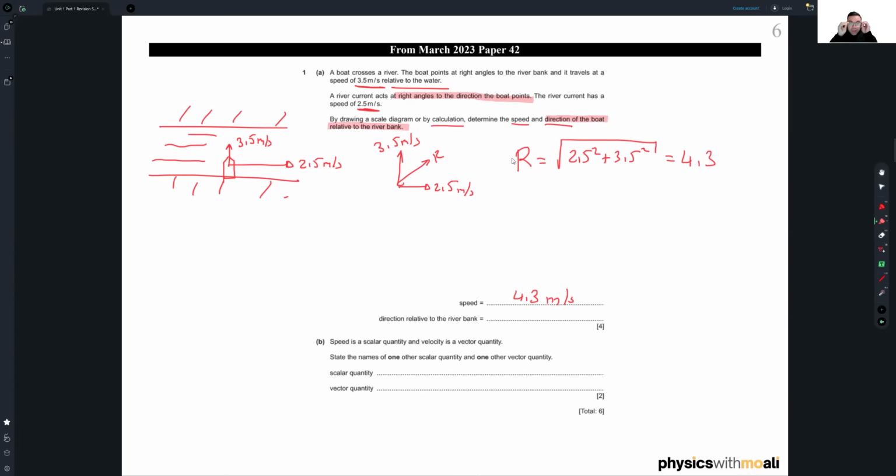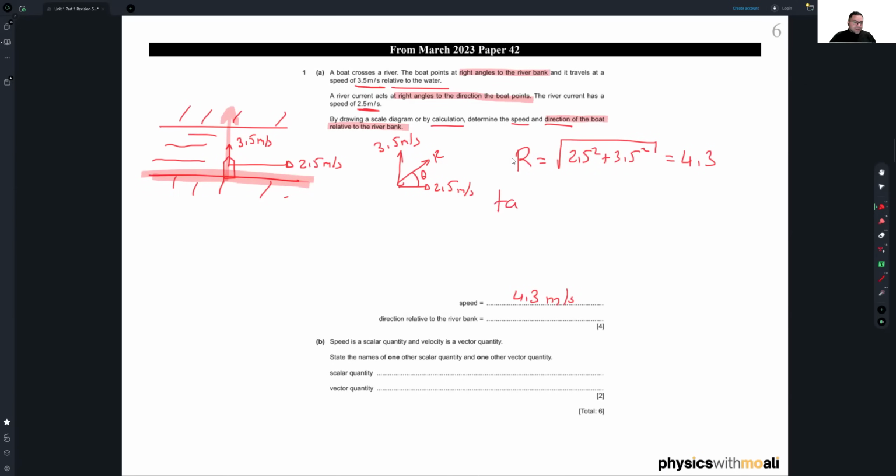What's the riverbank? Remember, he said the boat points at right angles to the riverbank. This is the bank, which is the horizontal, because the boat is moving vertically, for example, in this case, and the bank is horizontal, which means I want the angle between R and the 2.5, which is the direction of the river. Riverbank, river, same thing.